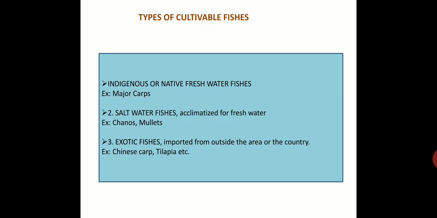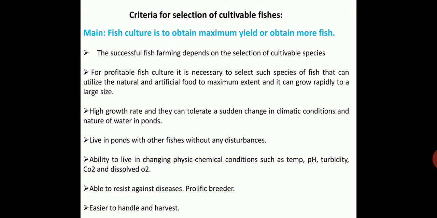Next, coming to the types of cultivable fishes. There are three important major cultivable fishes. First, indigenous or native freshwater fishes, for example major carps, that is Indian major carps. Second, saltwater fishes which have been acclimatized to freshwater, that is chanos and mullets. Third, exotic fishes, that is, imported from outside the area or the country, for example Chinese carp, tilapia, etc.